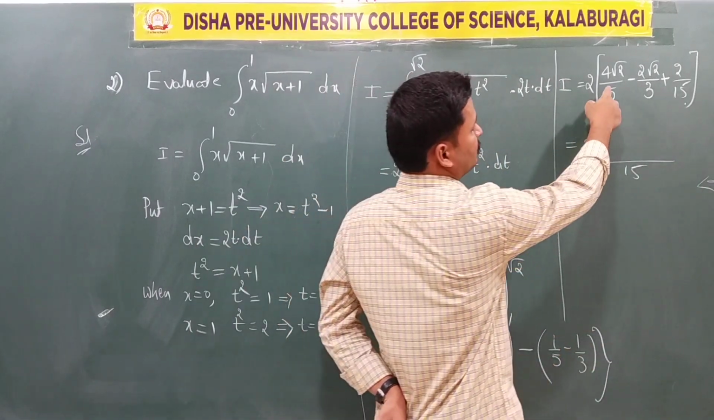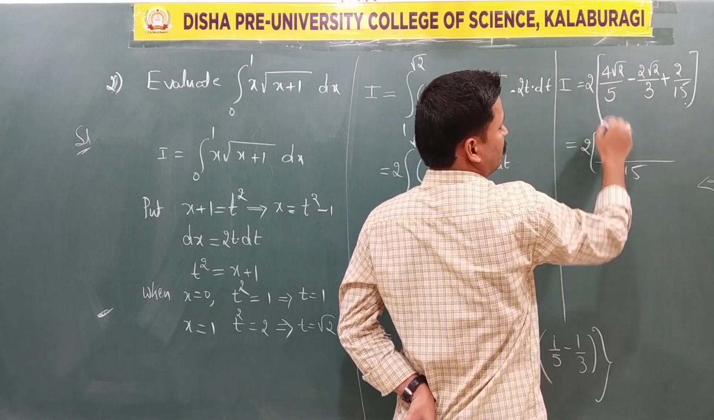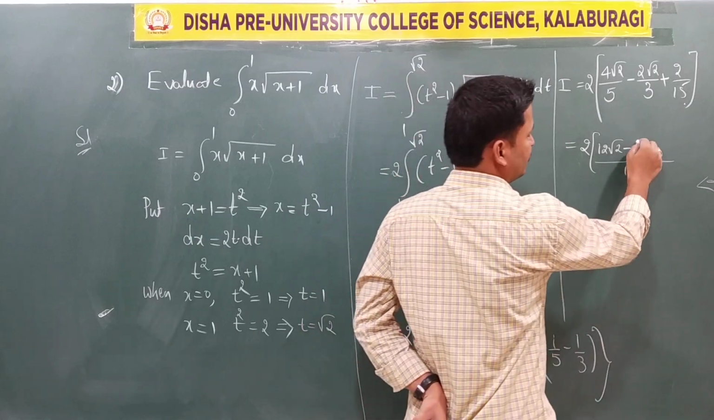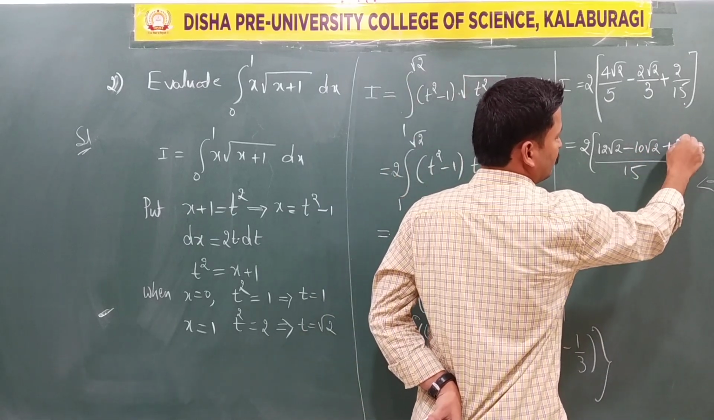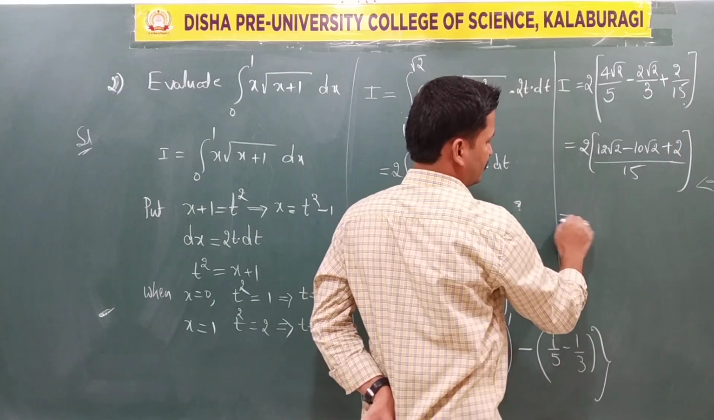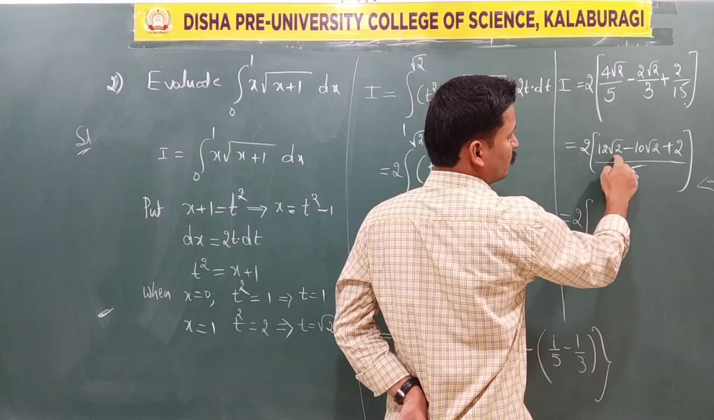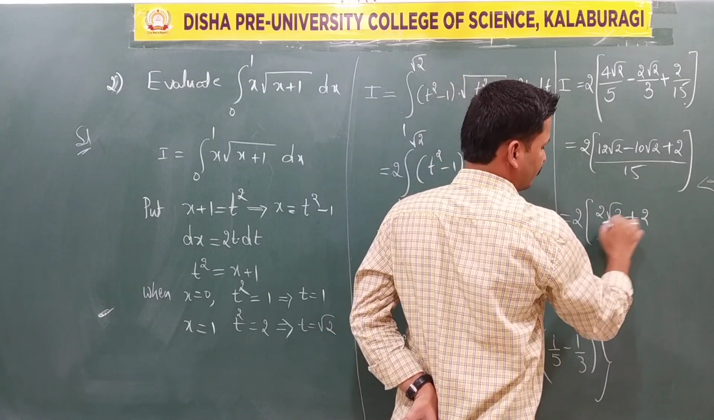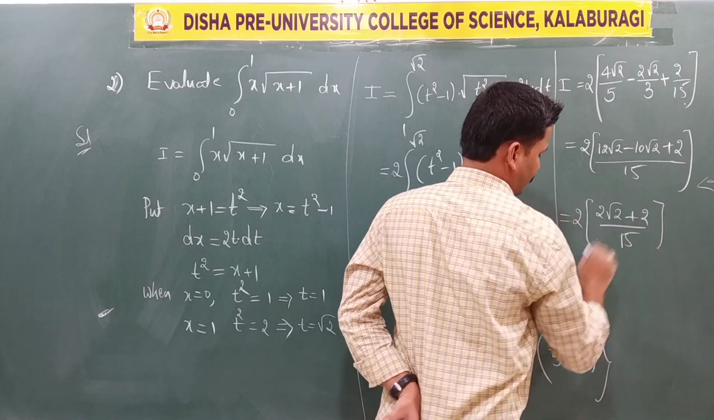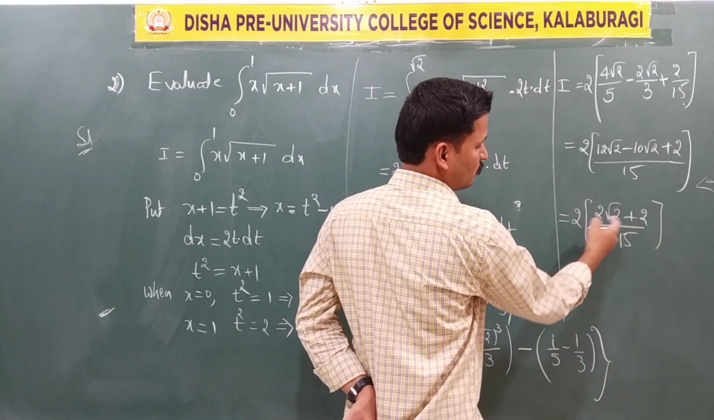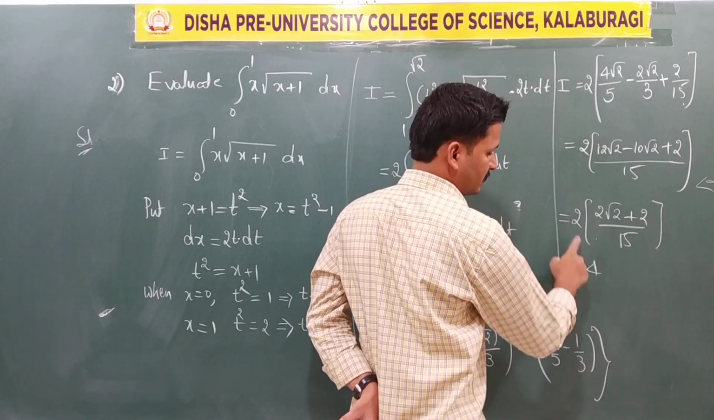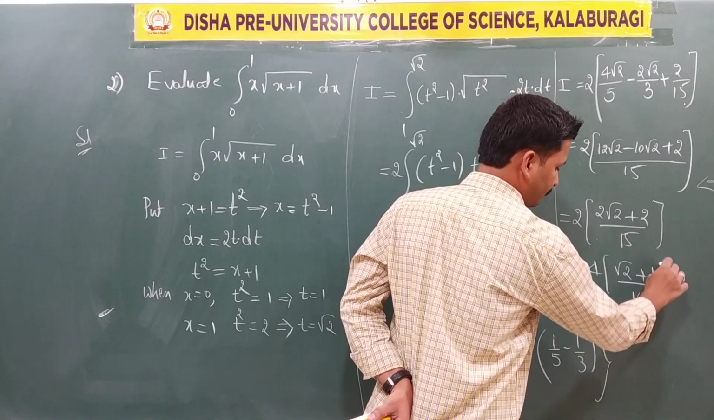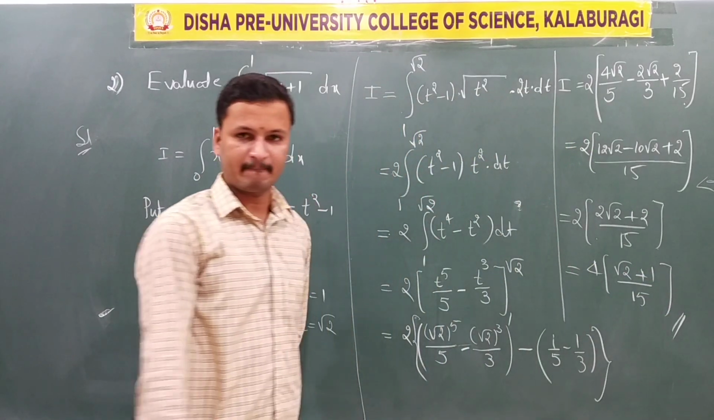Okay. So here we need to multiply with 3. So 3 4s are 12 root 2 minus, here we need to multiply with 5. 5 2s are 10 root 2 plus here 2. So which is equals to 2 times of 12 root 2 minus 10 root 2, that is 2 root 2, plus 2, divided by 15. So just multiply 2 inside or take 2 common. So after taking 2, that is 2 2s are 4 root 2 plus 1, divided by 15. So this is the answer.